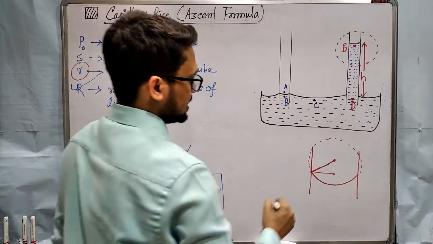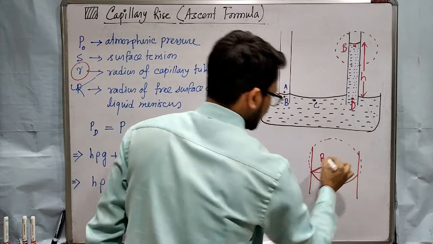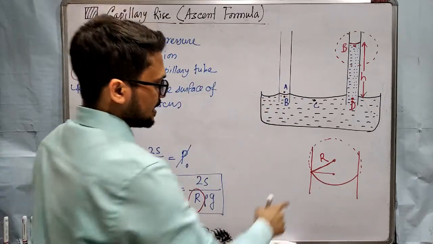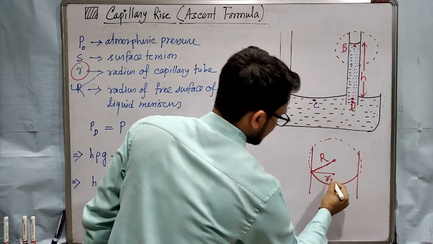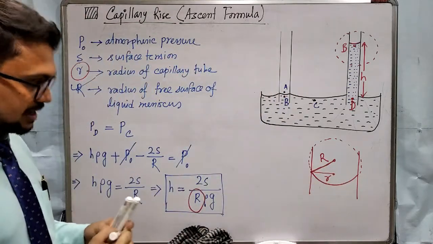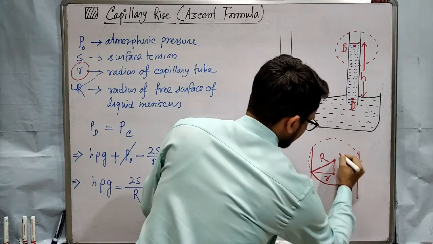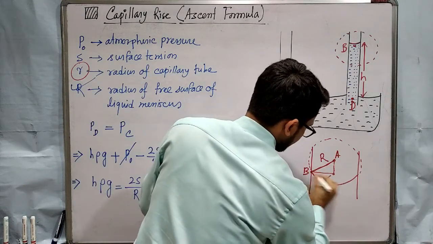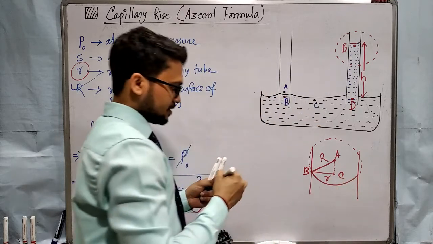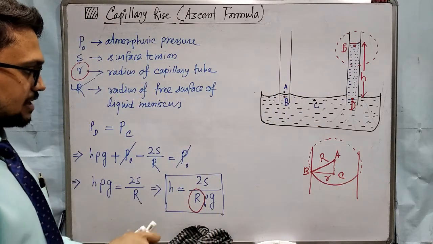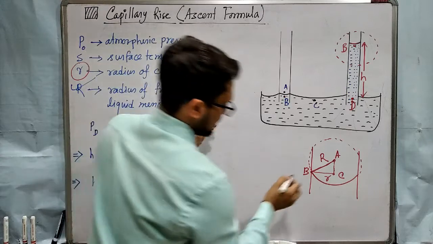So what is this basically? This is capital R, the radius of the meniscus. And this is smaller r, the radius of the capillary. So join this point, give names A, B and C. Now we will draw another thing, that is the angle of contact.